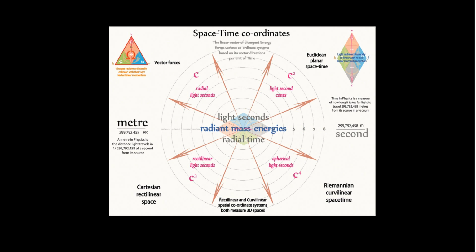This is how Tetryonics defines spatial coordinates. It does so by the speed of light in any region. Now obviously the speed of light can change, and we'll touch on that shortly.